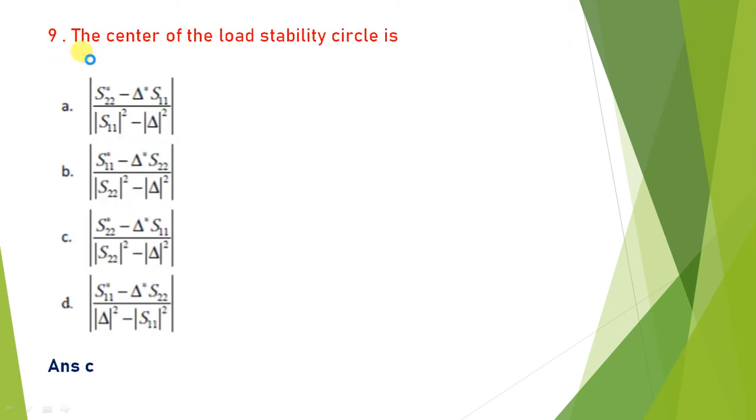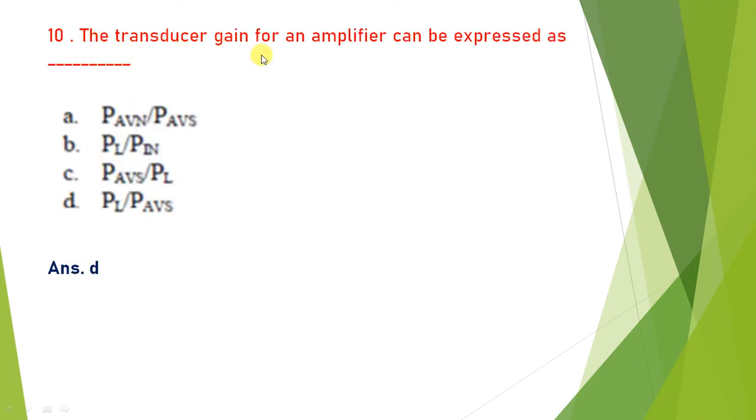So the answer is C. The transducer power gain for an amplifier can be expressed as the ratio of power delivered to the load divided by the average source power. So it is indicated by D: PL divided by PAVS. PL is the load power and PAVS is the average power available from the source. So PL divided by PAVS.